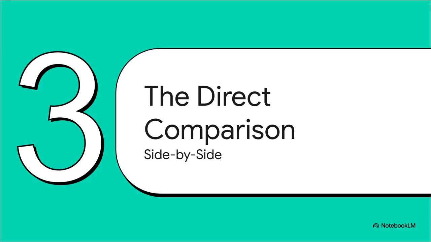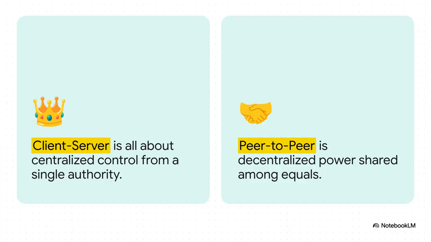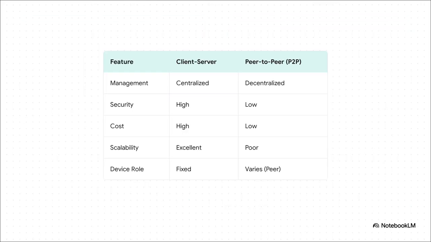Now let's put them side by side so we can really see the trade-offs. Look, if you remember just one thing from all of this, make it this. Client-server is all about centralized control. One person, one machine is in charge. Peer-to-peer is the complete opposite. It's about decentralized power, shared among equals. And when you lay it out in a chart like this, it just becomes crystal clear, doesn't it? Client-server is great where you need control, management, security, scalability, but it costs a lot. Peer-to-peer is the mirror image. It's cheap and resilient, but it can be chaotic and insecure. It's a total trade-off, one for the other.